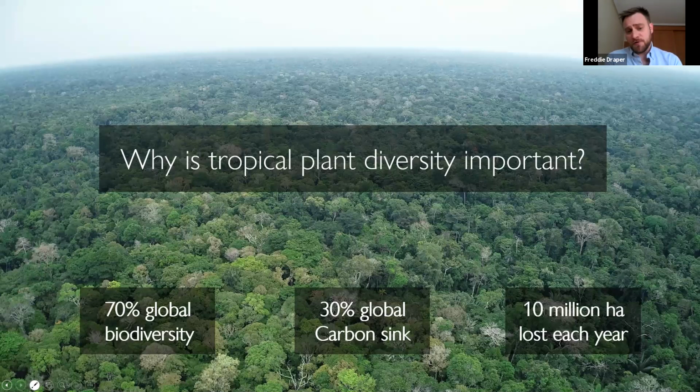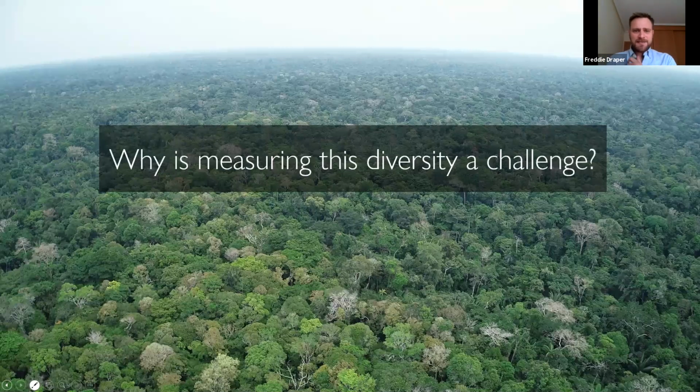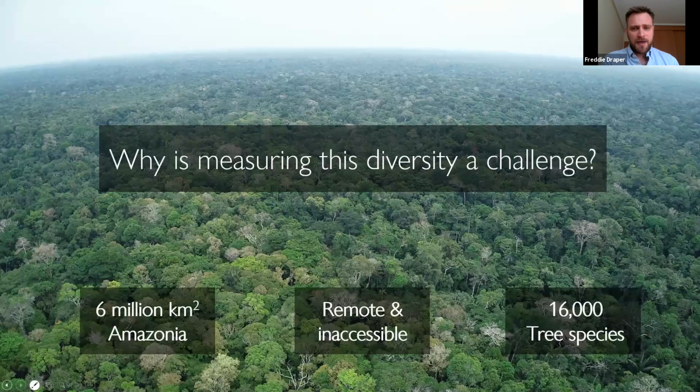But we're losing these forests at a rate of about 10 million hectares per year. So yeah, tropical forests hold a really important role, and for me that's really underpinned by plant diversity, by tree diversity. But measuring this is a significant challenge. So I work principally in Amazonia, and it's a difficult place to work. To measure this diversity, it's huge.